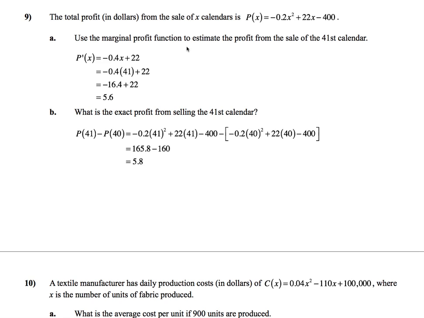Well, because this says marginal and we're talking about a rate of change, we want to find the derivative of this profit function. And so we just use the power rule. We bring the 2 around front here and multiply that times negative 0.2, which gives us negative 0.4. And of course subtract 1 from the 2, and that gives us negative 0.4 to the x to the first.